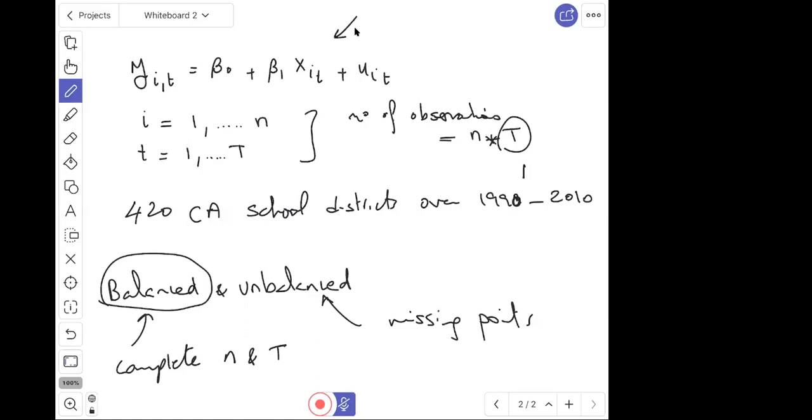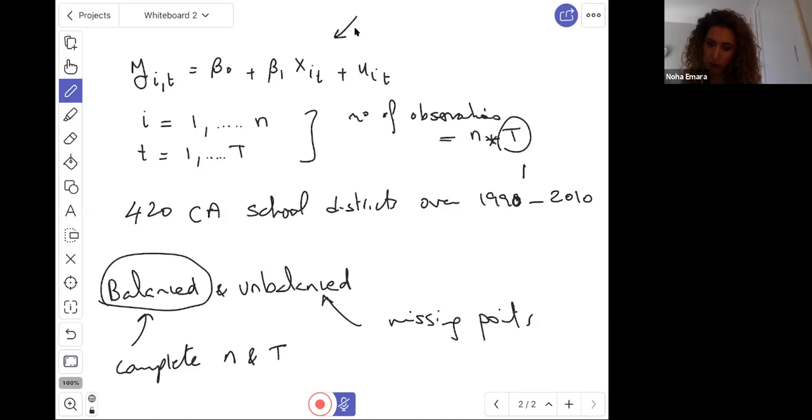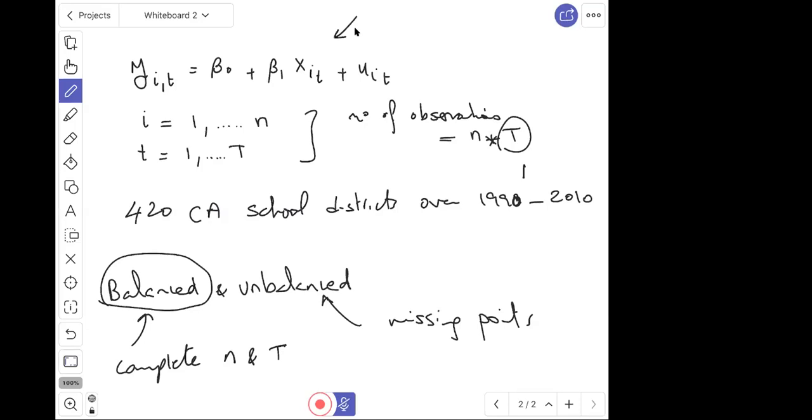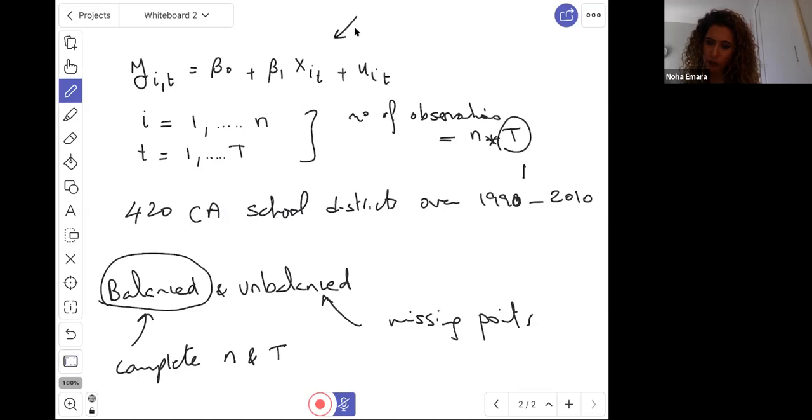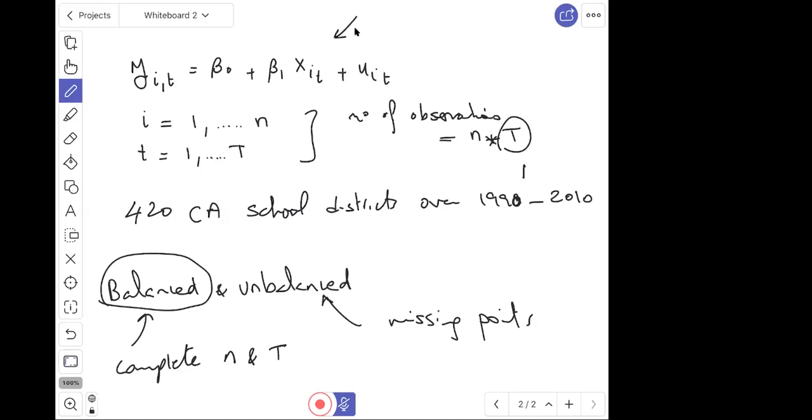So about that, in regards to balanced versus unbalanced. If we chose a time series from 1990 to 2010 as given for California schools, would that be balanced if we had all the individual points, or would it be unbalanced because we don't have, let's say, 1985 to 1990 as well?